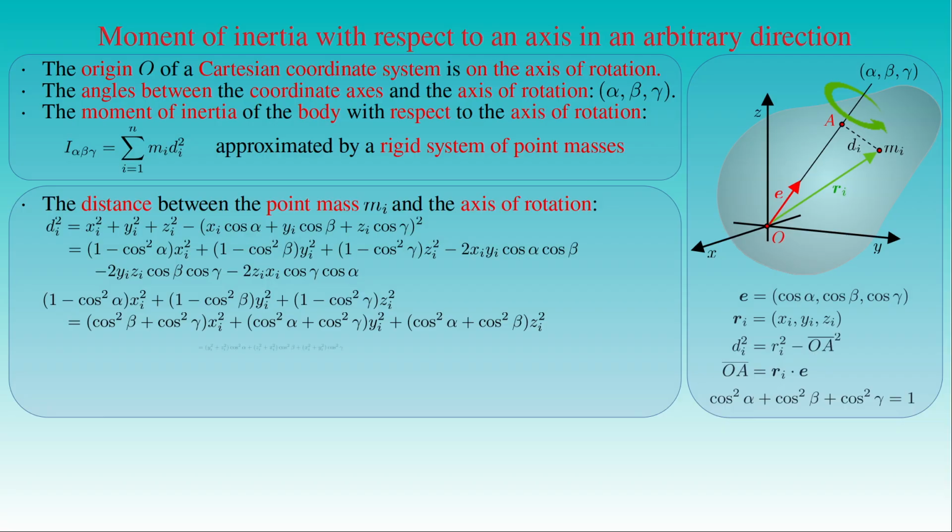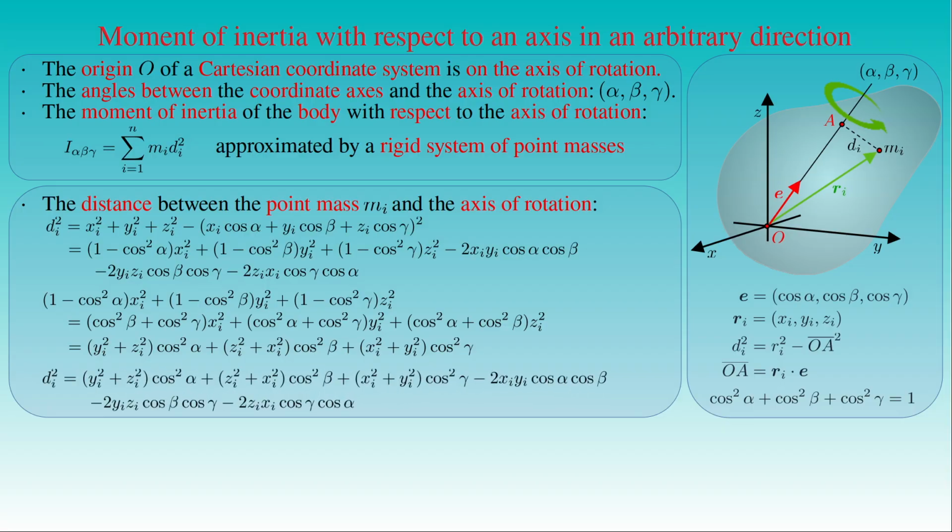By removing the parentheses, regrouping the terms, and factoring out the squares of the direction cosines in the right-hand side, we obtain three terms: the sum of yi squared and zi squared, times the square of cosine alpha, plus the sum of zi squared and xi squared, times the square of cosine beta, plus the sum of xi squared and yi squared, times the square of cosine gamma. If we substitute this result into the original equation, then we can write the square of the distance di of the point mass mi from the axis of rotation as 6 terms grouped with respect to the squares of the direction cosines and their mixed products.